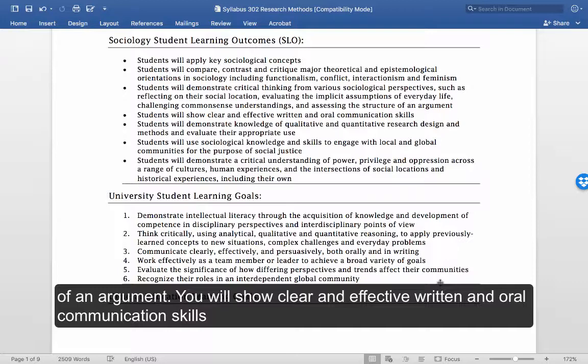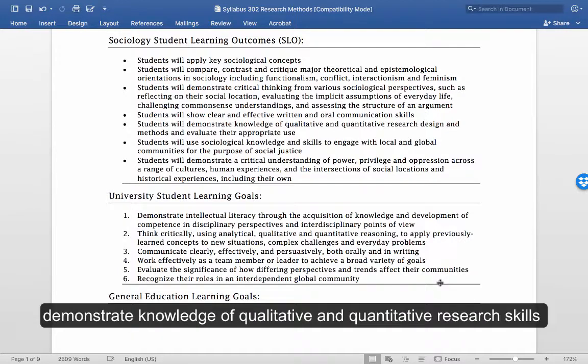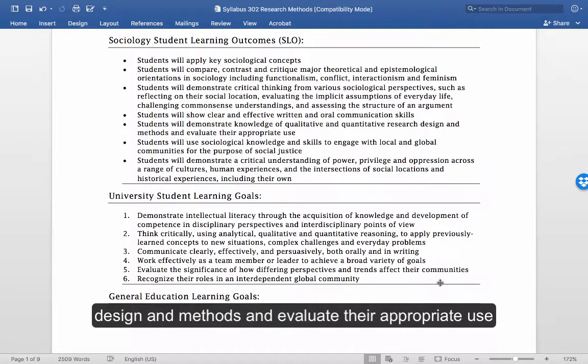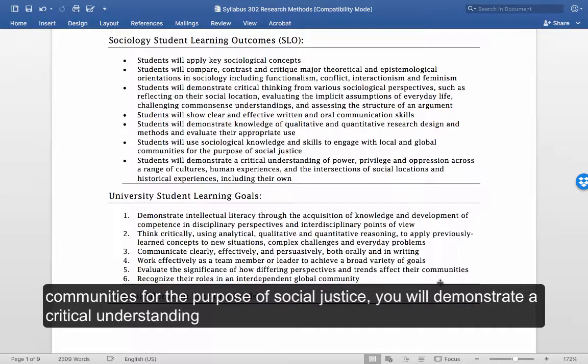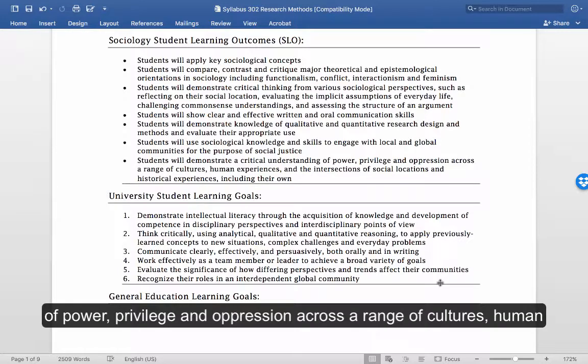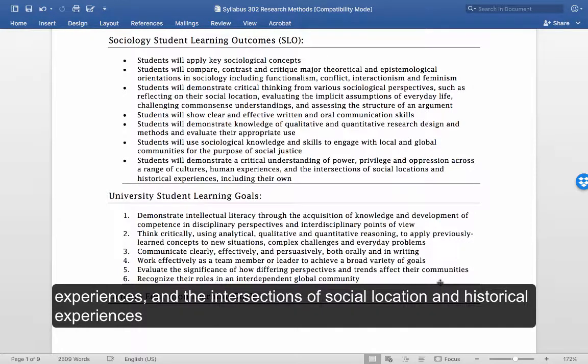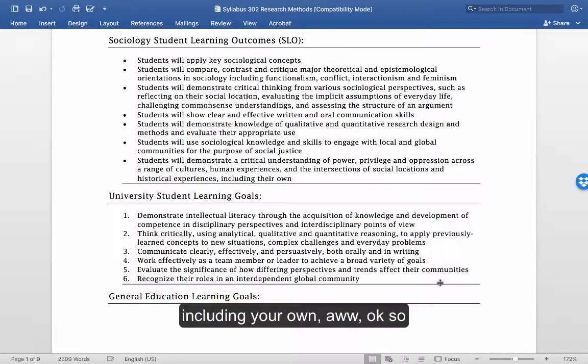You will show clear and effective written and oral communication skills, demonstrate knowledge of qualitative and quantitative research design and methods, and evaluate their appropriate use. You will use sociological knowledge and skills to engage with local and global communities for the purpose of social justice. You will demonstrate a critical understanding of power, privilege, and oppression across a range of cultures, human experiences, and the intersections of social location and historical experiences, including your own.